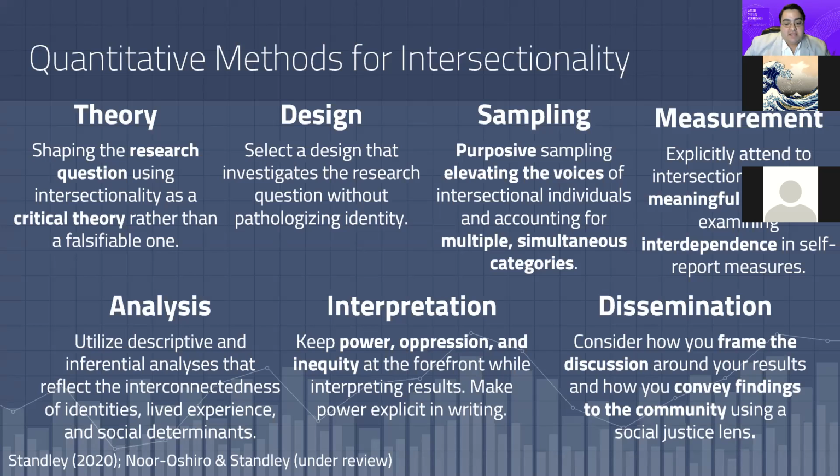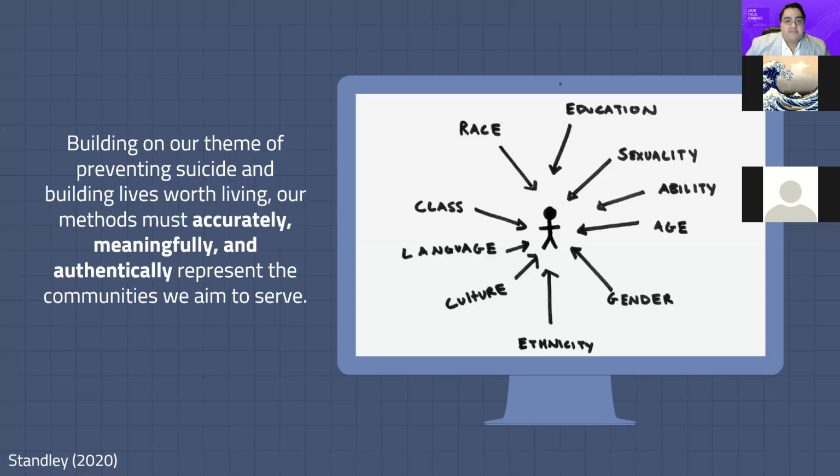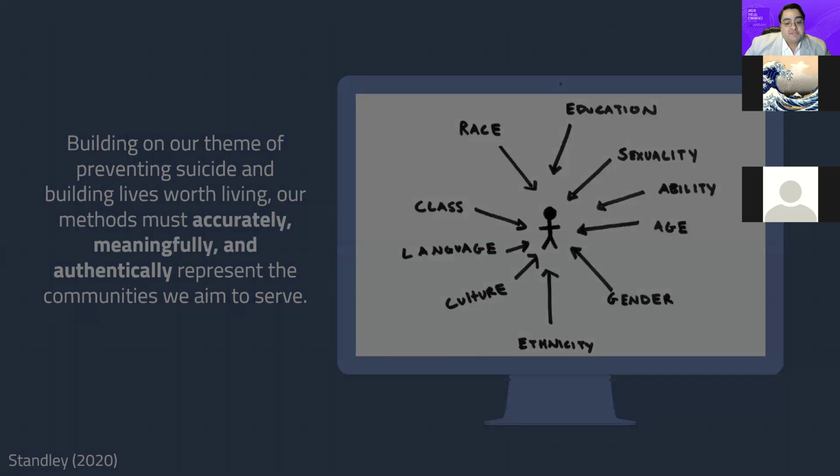So in the interest of time, I'm not going to cover a bunch of questions for all these categories, but overall, building on the theme of the conference, to prevent suicide and build lives worth living, our research methods need to accurately, meaningfully, and authentically represent the communities we aim to serve. And I think engaging in some of this critical reflection and incorporating intersectionality at every single step of the research process is an important way to do that. Thank you so much for your time.